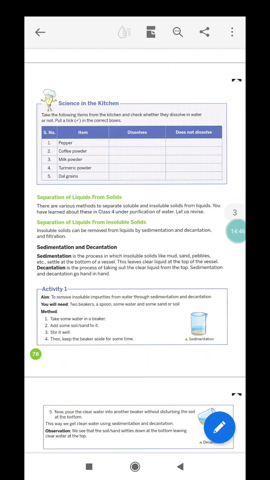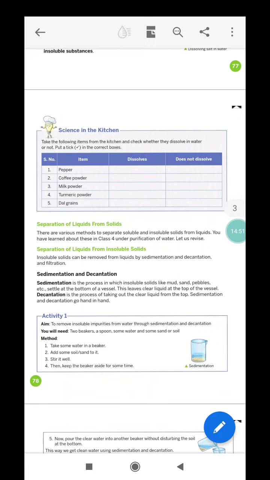Suppose that we have taken dirty water filled with mud. We have to keep it in a beaker for some time. We will see that the mud has sedimented, that means settled down at the bottom of the beaker. Then we will find the clear water at the top. When we take this clear water from the top, that process is known as decantation. So let us do an activity so that we will be able to understand sedimentation and decantation.